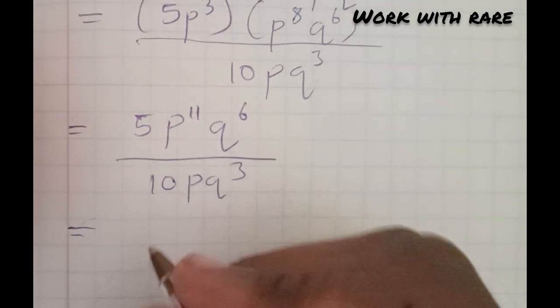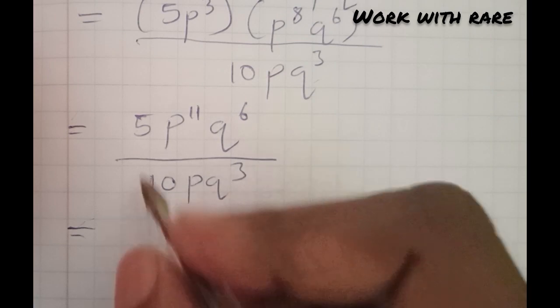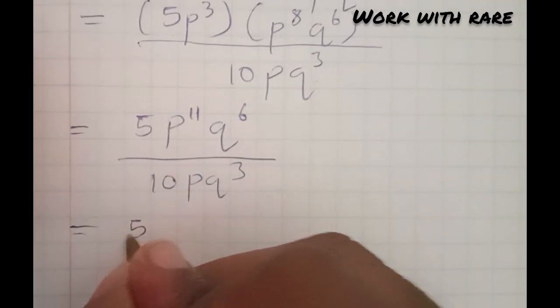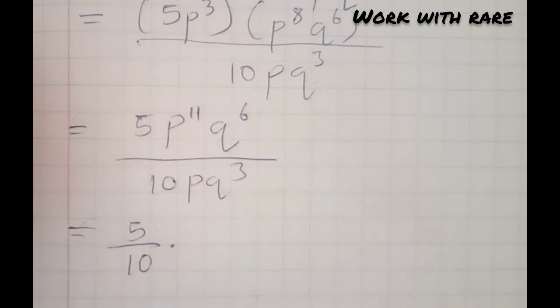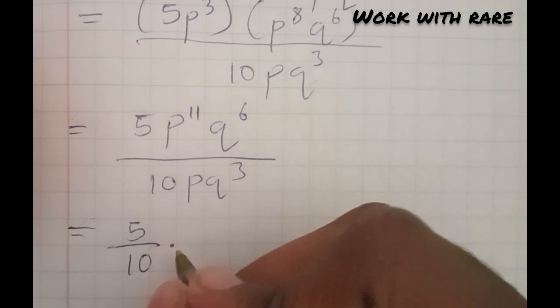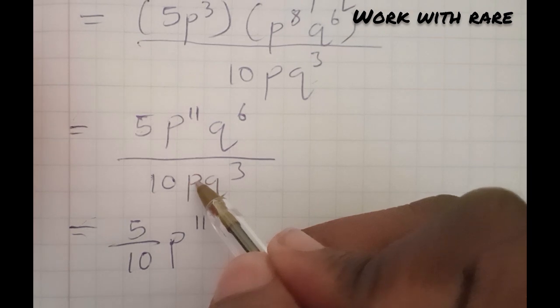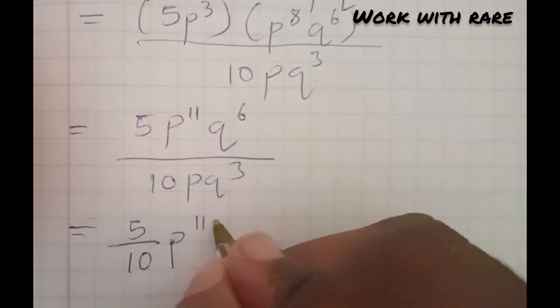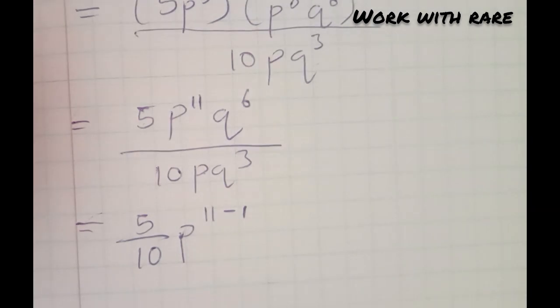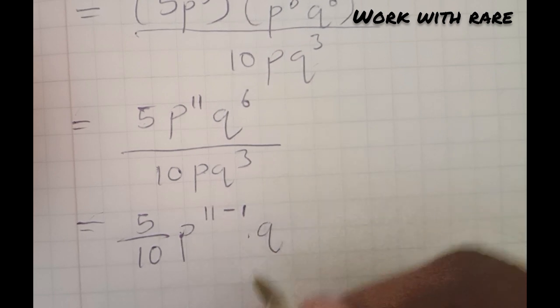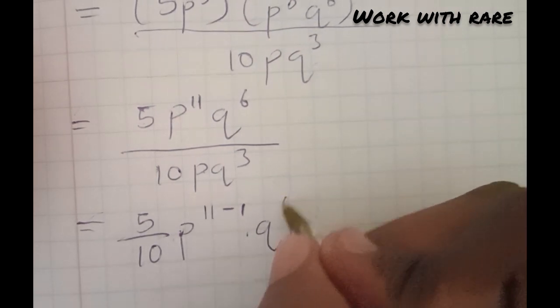Here it's 10, here it's 5, here it's 10. So I'll say 10 divided by 5 divided by 10. Now I'm showing you my steps, and here I will have p11. Remember, here it's only p, so it's the same as p to the exponent 1. So it will be 11 minus 1. And here I will have q. After this p, I will have q 6 minus 3.